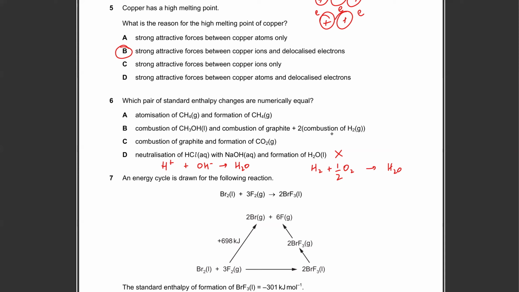Yes. Is it C then? It is C. Combustion of graphite is carbon burning, and it produces carbon dioxide. And formation of carbon dioxide is the same thing. That carbon dioxide gets formed from its elements. So they both represent the same reaction, so it's exactly the same enthalpy change.